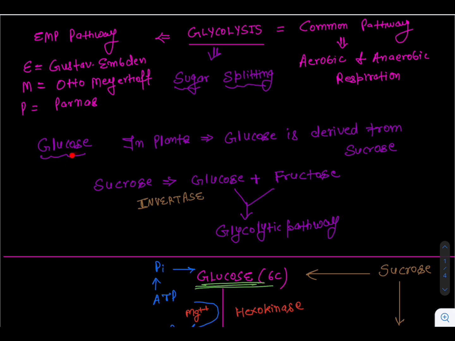So here glucose is the respiratory substrate which will be taken in glycolysis, and the partial oxidation of the glucose will take place over here. If I talk about plants, the glucose is basically derived from sucrose, and you all know that in the plant body the food is translocated in the form of sucrose. So what happens over there? First of all, the sucrose is broken down into glucose and fructose in the presence of the enzyme called invertase, and both of these enter into the glycolysis pathway.